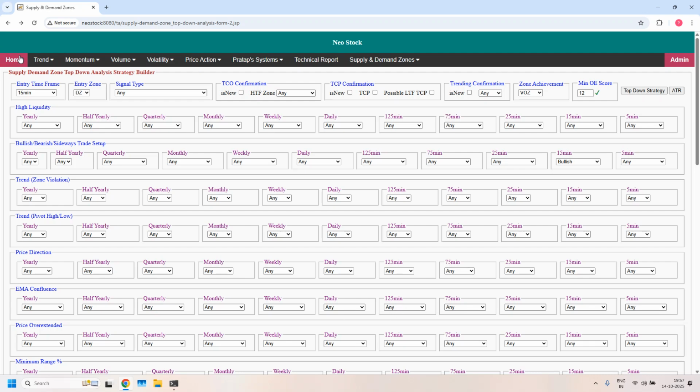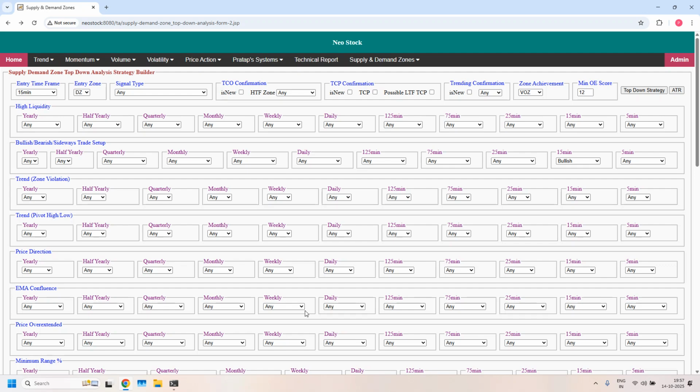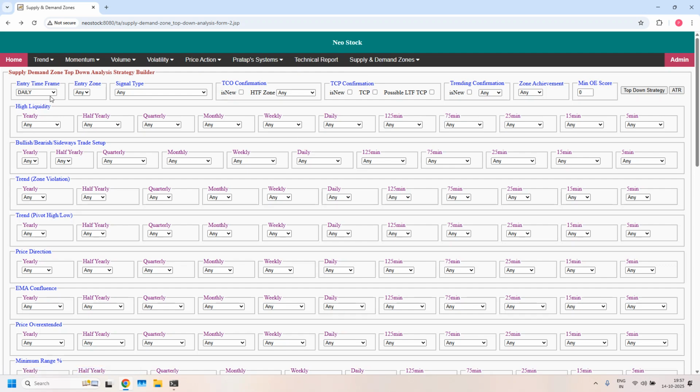So I'm... some mistake I made. EMA confluence, 75 minutes demand zone with daily EMA. So I think some mistake I did. I'm regenerating once again.